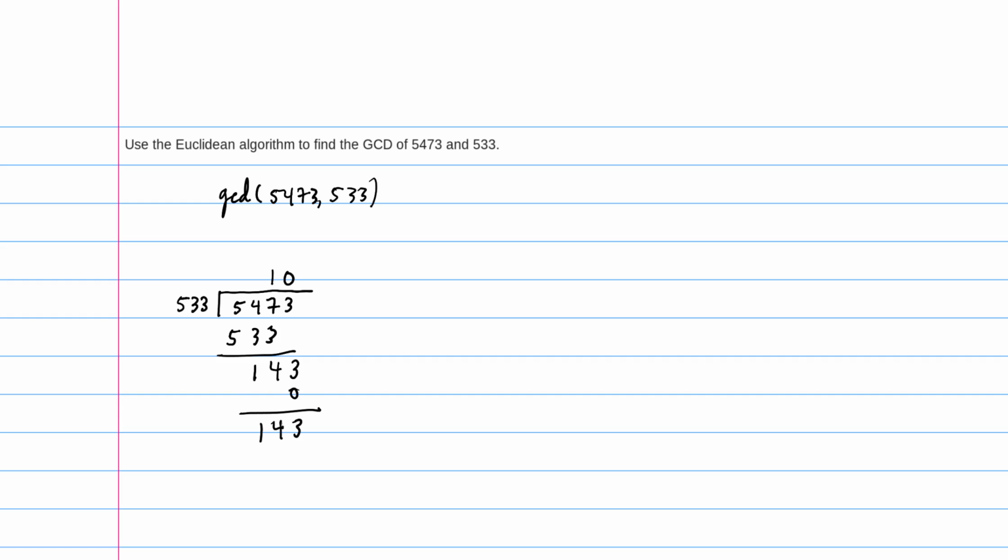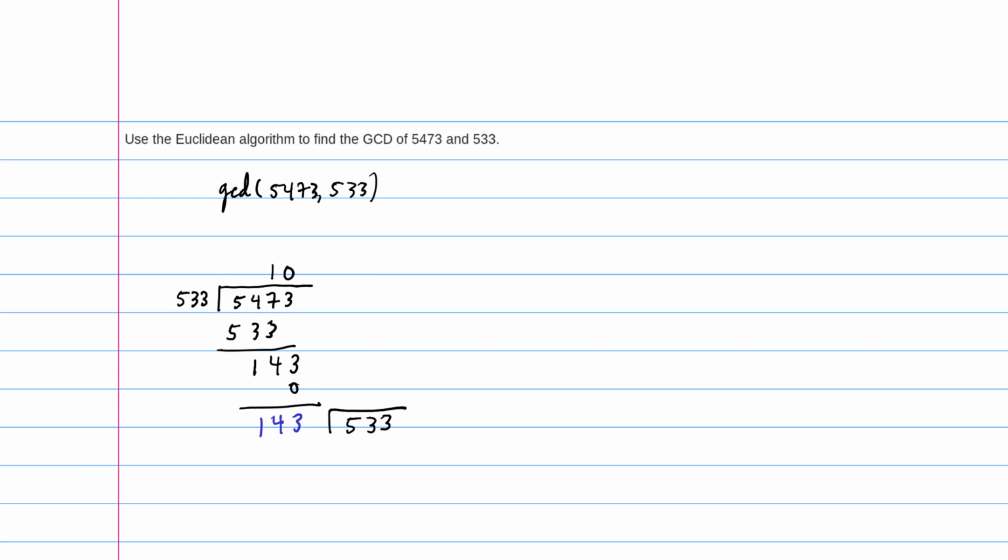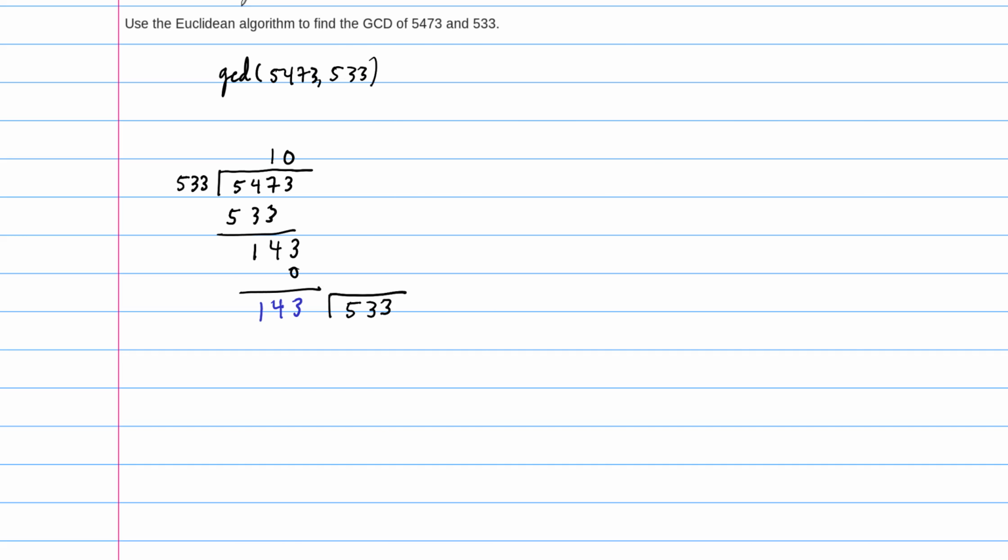So I'm going to color code this, so let's turn this blue. And then what we do next, the successive division part of this, is now we just add our little division house. And we're going to take this number, 533, and plug it in here, and we're going to do this division now. So 533, 143 goes into 533 how many times?